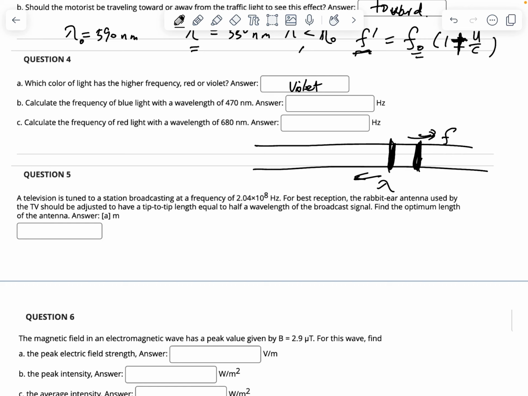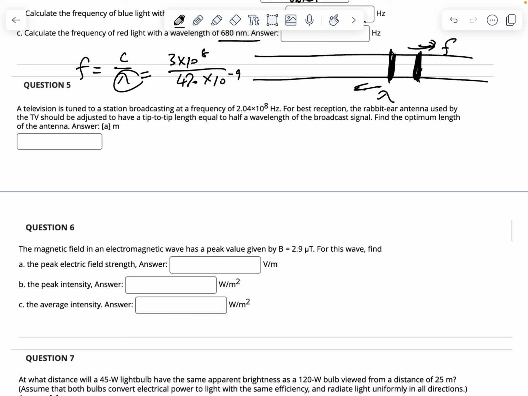Calculate the frequency of blue light with this wavelength. If you know the wavelength, frequency equals c over wavelength, equal to 3 times 10 to the power of 8 divided by 470 nanometers, 10 to the power of -9. So you have a big number here. Calculate the frequency of red light with this wavelength. Same idea, just put the wavelength here. All right, next one.